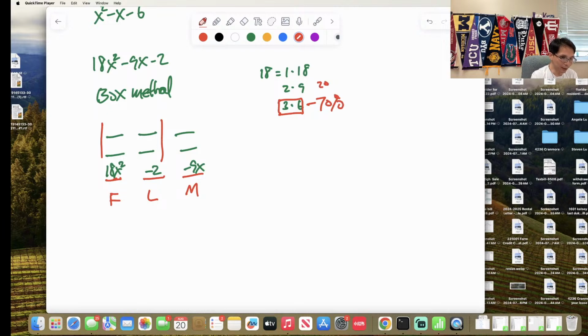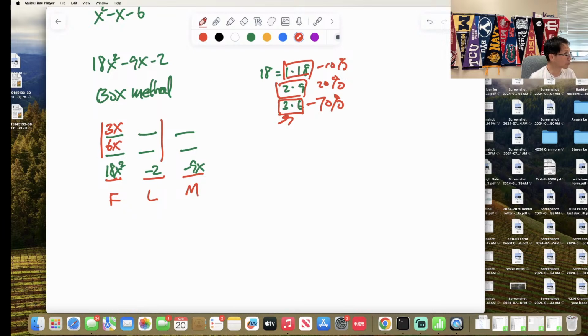Because 70% of the time you're going to get 3 times 6. Only 20% of the time is it the evil 2 times 9, and only 10% of the time you're going to get the other one. So if you want to bet money on it, you want to bet on the 70% first. So I'm going to bet 3 times 6 here. So I'm going to do 3x and 6x, because x times x equals x squared, and 3 times 6 is equal to 18.